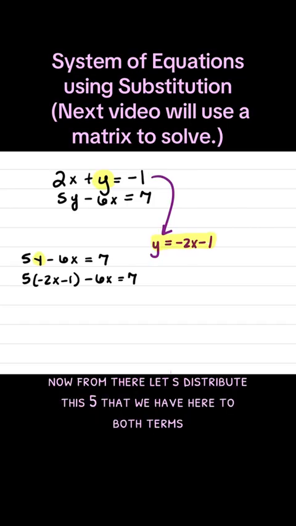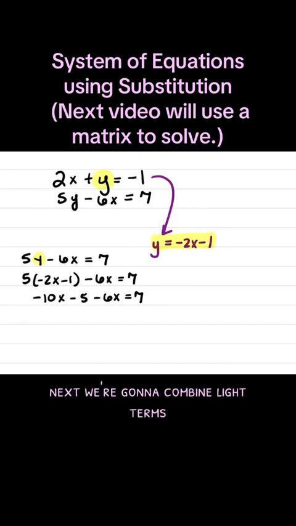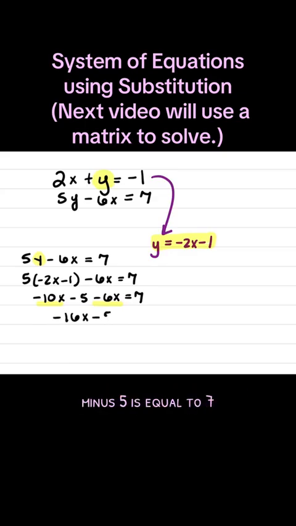Now from there, let's distribute this 5 that we have here to both terms. So we're going to get negative 10x, and then we have negative 5 minus 6x is equal to 7. Next, we're going to combine like terms. So we have negative 10x and negative 6x, which is going to make a negative 16x. Don't forget to bring down minus 5 is equal to 7.